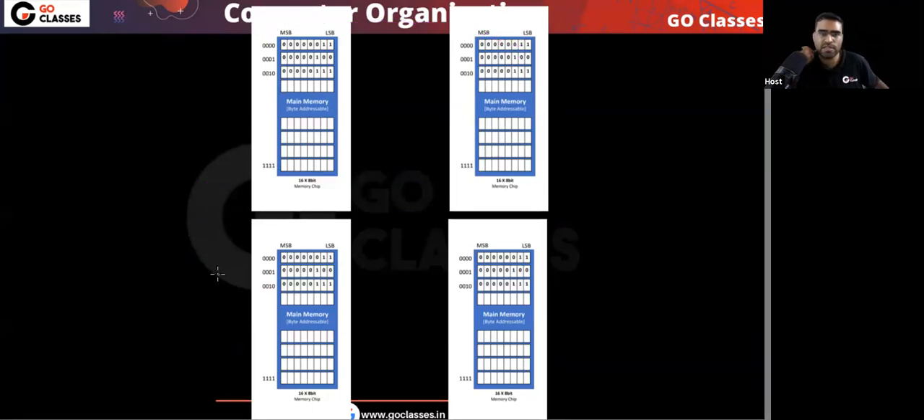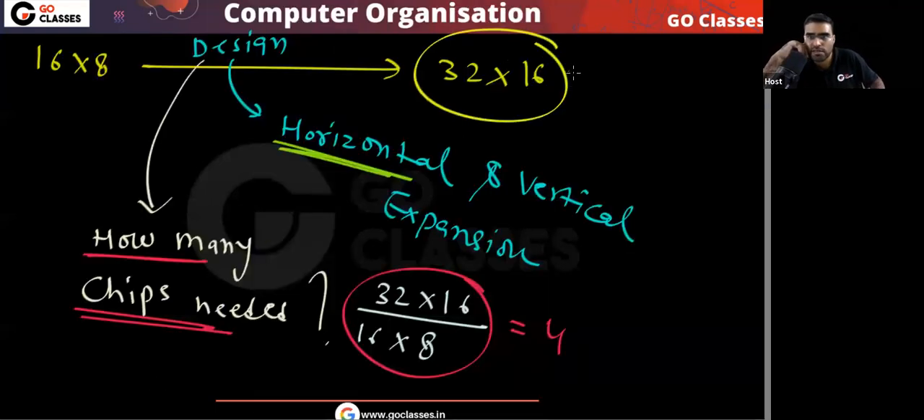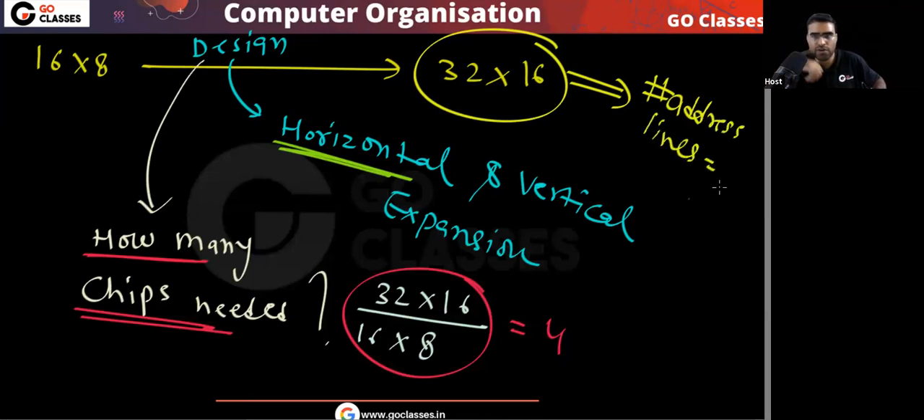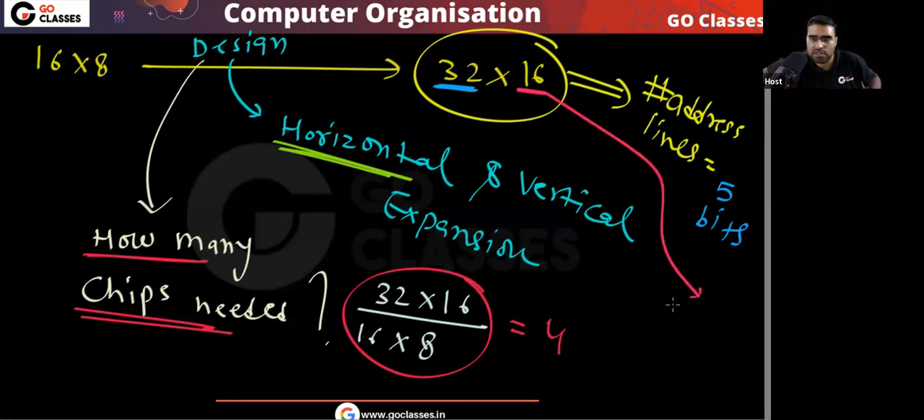How many address lines will be there? That will be decided by this. Tell me, what is the number of address lines? That will be 5 bits. Yes or no? Because there are 32 locations, so there will be 5 bits. That's it. How many data lines will be there? That will be 16. This will be the number of data lines.